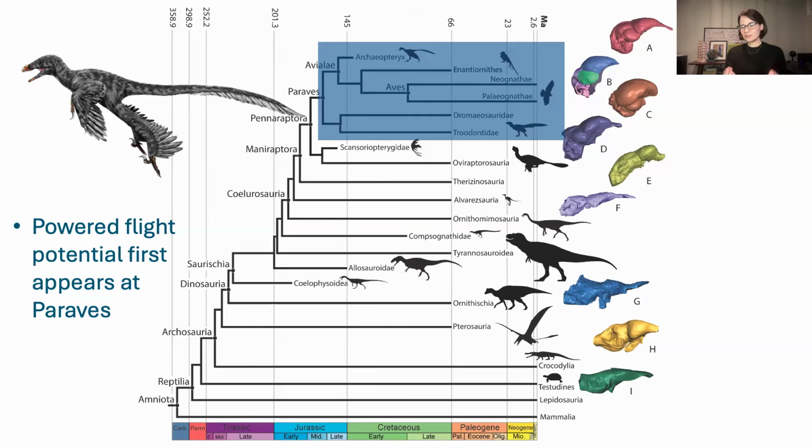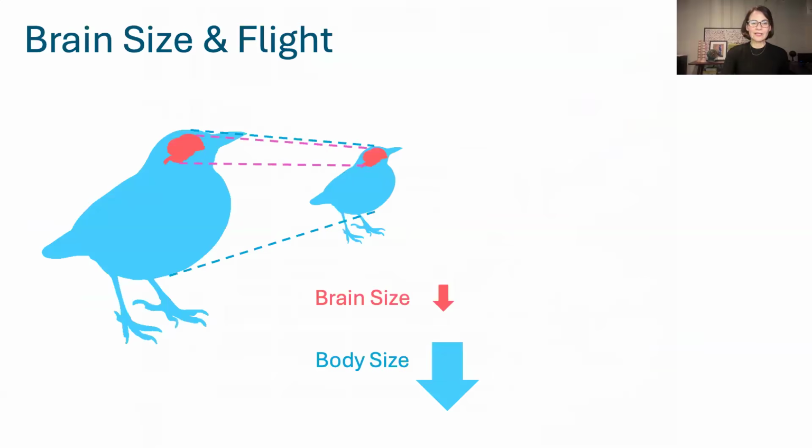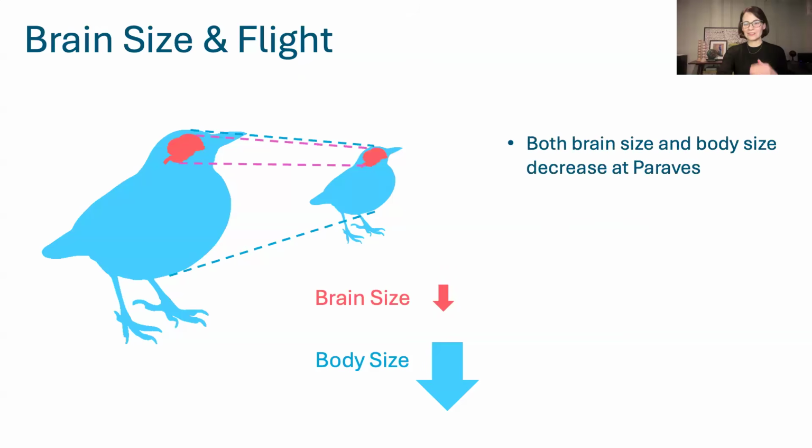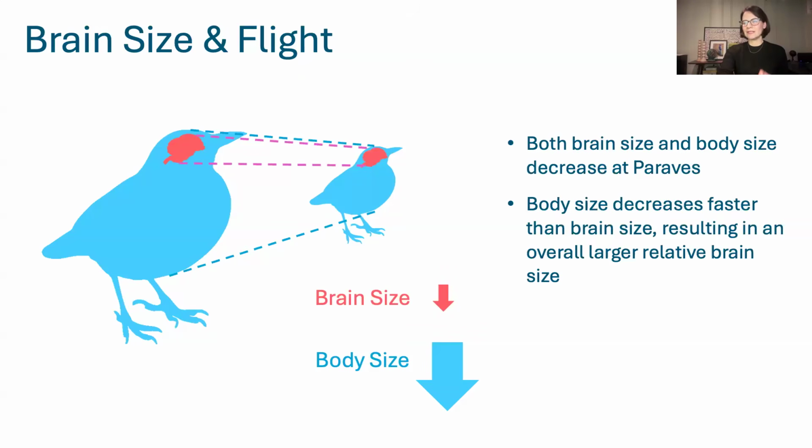And when we look at these two variables independently on the tree, what we find is that at pair AVs, both brain size and body size are going down. It's just that body size is decreasing faster than brain size. And so what you end up with is an overall larger relative brain size.